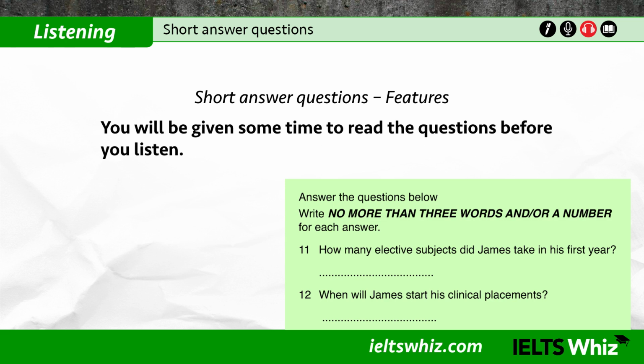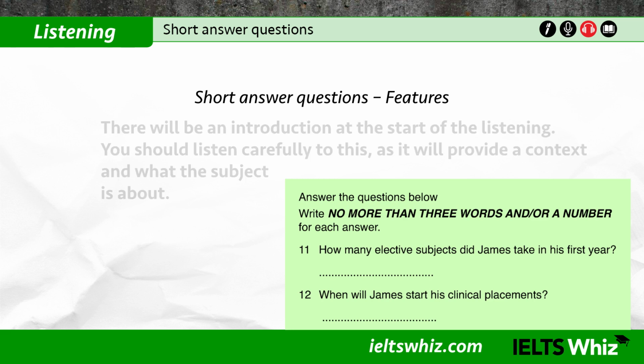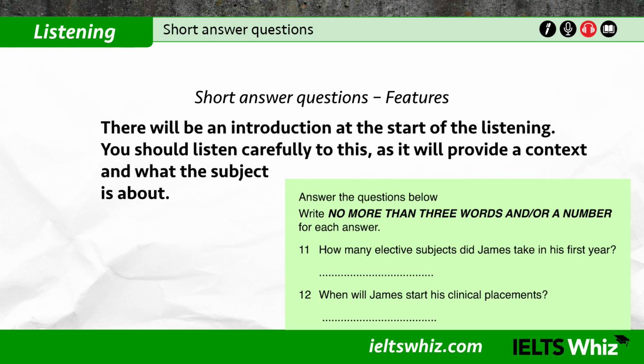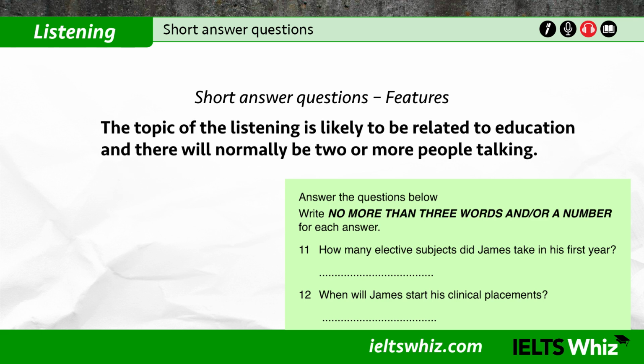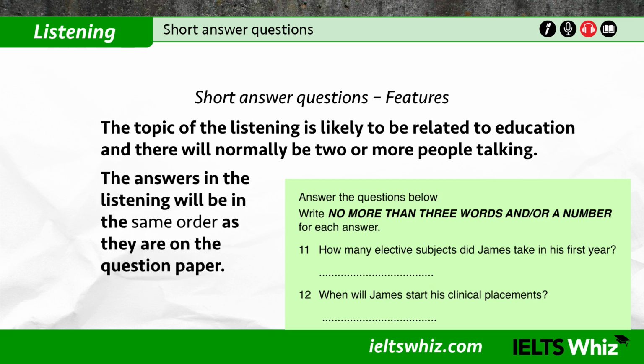You will be given some time to read the questions before you listen. There will be an introduction at the start of the listening. You should listen carefully to this as it will provide a context and what the subject is about. The topic of the listening is likely to be related to education, and there will normally be 2 or more people talking. The answers in the listening will be in the same order as they are on the question paper.